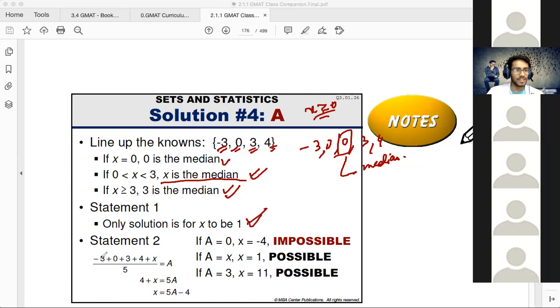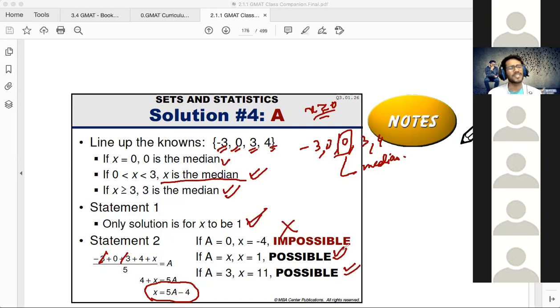For statement 2, you check: minus 3 plus 0 plus 3 plus 4 plus x, divided by 5, total 5 numbers there. How much is this? The first three are gone, so 4 plus x by 5 equals 5, so x equals 5a minus 4. Now if a equals 0, x equals minus 4, impossible. If a equals 1, x equals 1, possible. If a equals 3, x equals 11, possible. So all cases you have to consider.